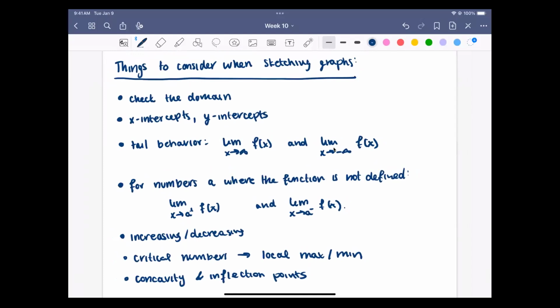So it'll depend on the function that you have, whether or not you need to do various ones of these. So for example, if you have a polynomial, you will not have to look at places where the function is not defined. Or like in our case, the tail behavior was pretty easy to just deduce from the other information that we knew about the function. But these are just some things you can check to help you draw a picture.